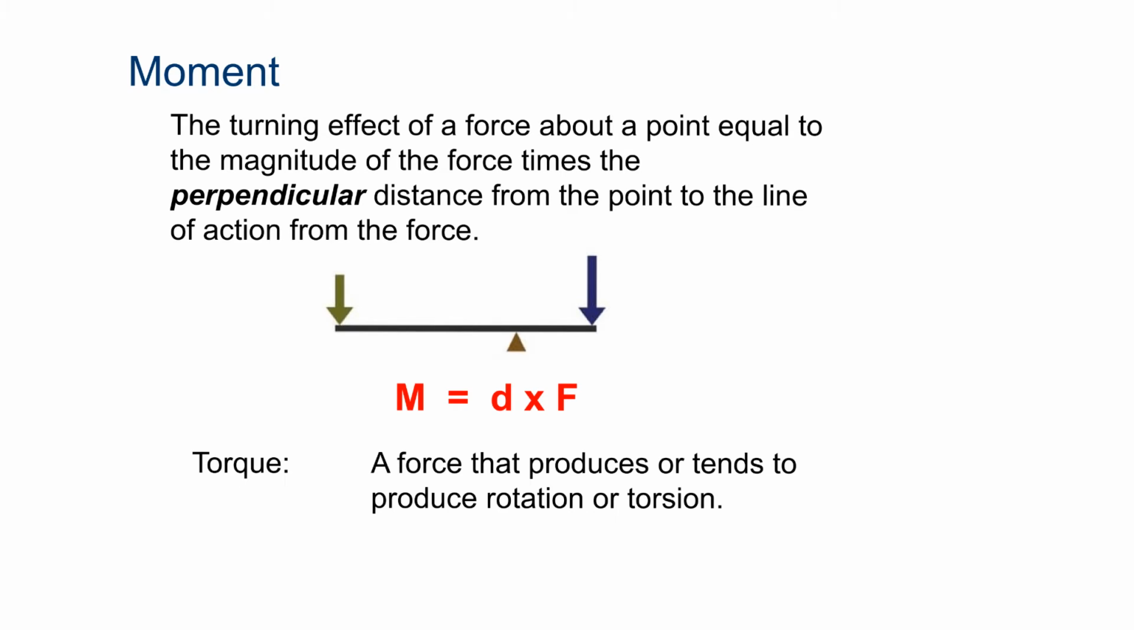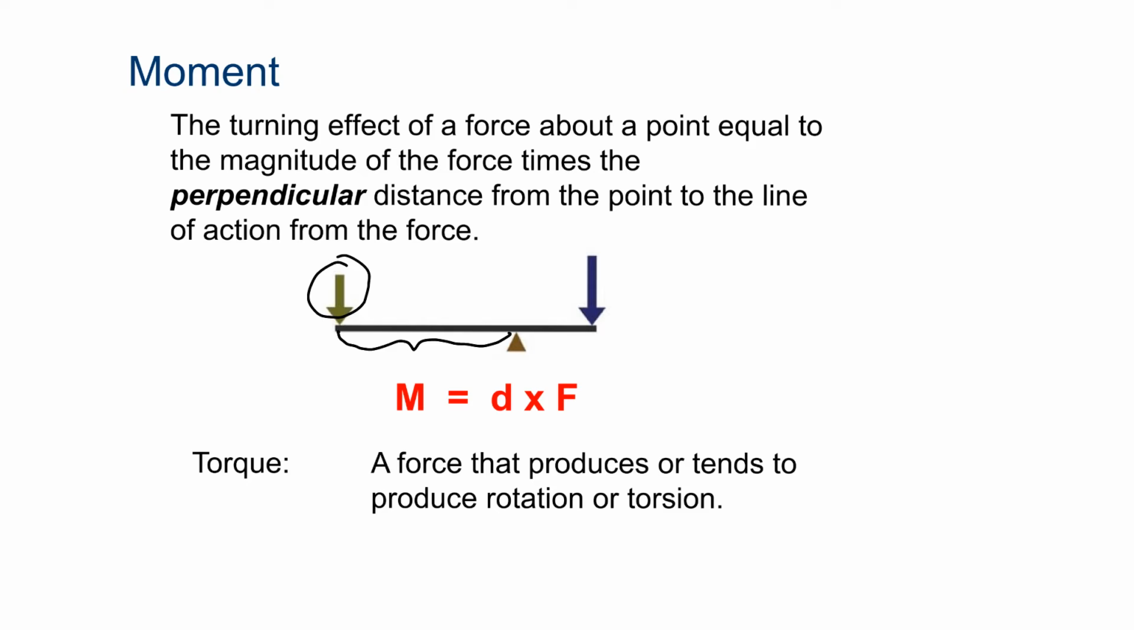A moment, so the turning effect of a force about a point is equal to the magnitude of the force times the force that's perpendicular to the distance from the pivot point. And that doesn't make a whole lot of sense, but the moment's going to be this distance times that force.